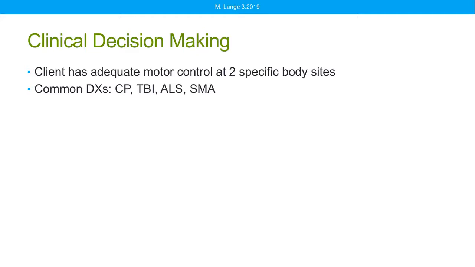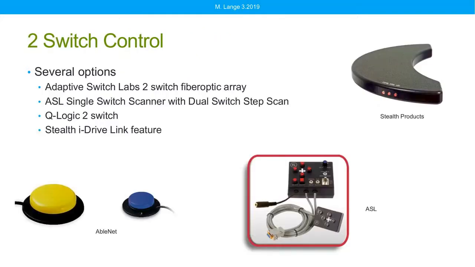If a client can only use 2 body sites, 2 switches to control driving, we have a few options as well. So Adaptive Switch Labs, ASL, has a 2-switch fiber optic array. We can do something similar with Stealth. They have a line of alternative driving methods called iDrive. They have a feature called Link.